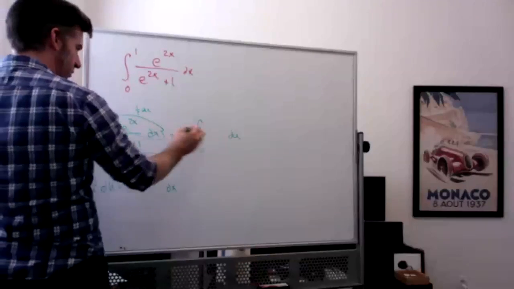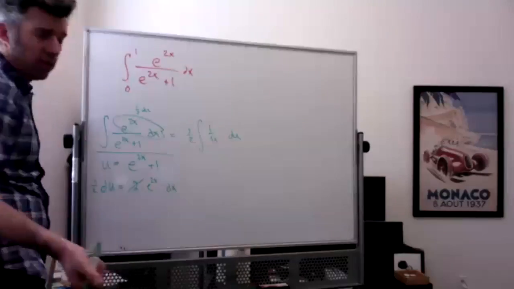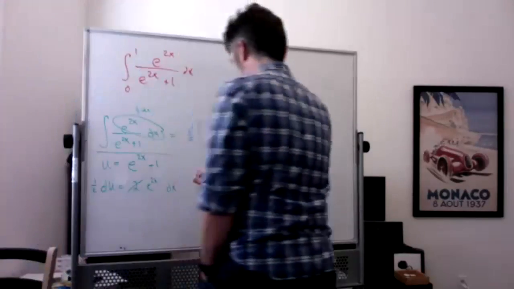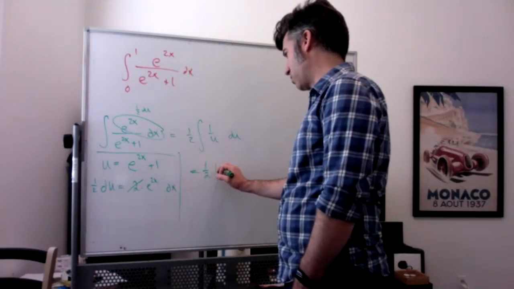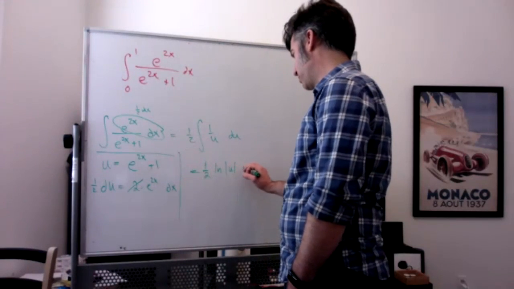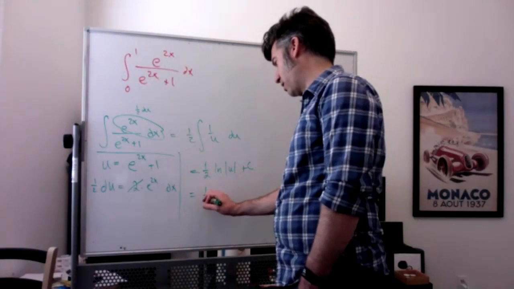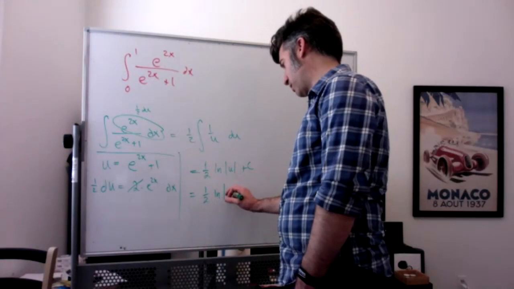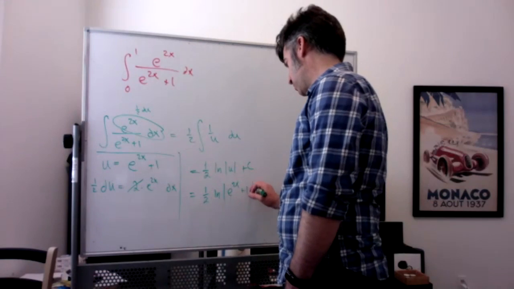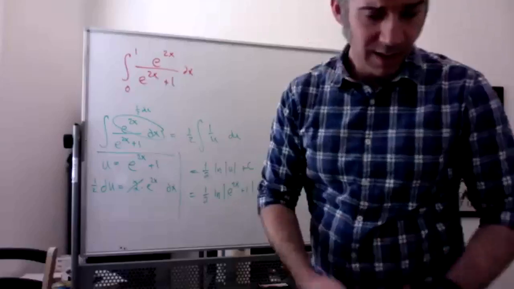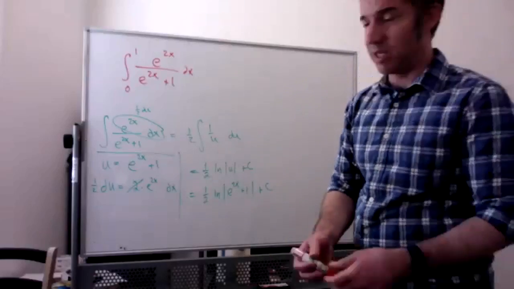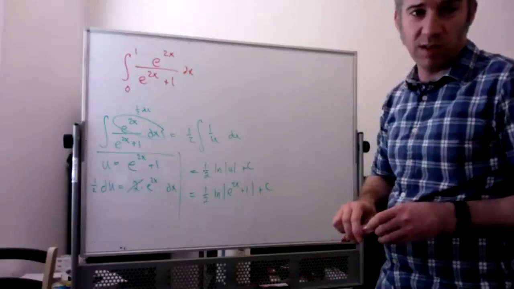And then I'm going to have a 1 over u. Great, we know how to integrate 1 over u. That's going to be 1/2 the natural log of the absolute value of u, which is then 1/2 the natural log of the absolute value of e to the 2x plus 1. You could drop the absolute values if you wanted, since e to the 2x plus 1 is always positive, but you don't need to.